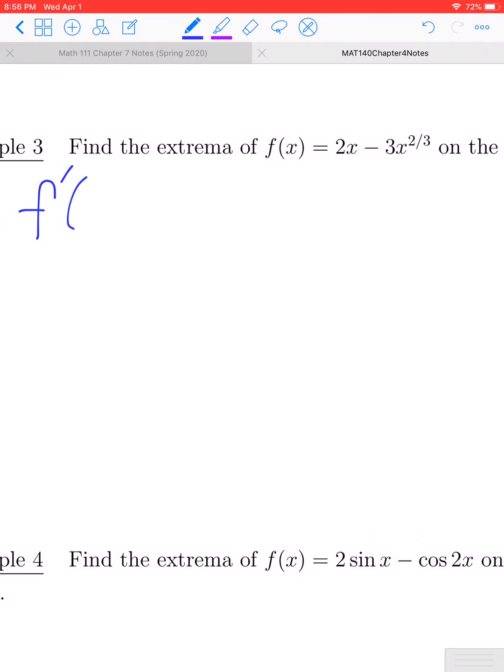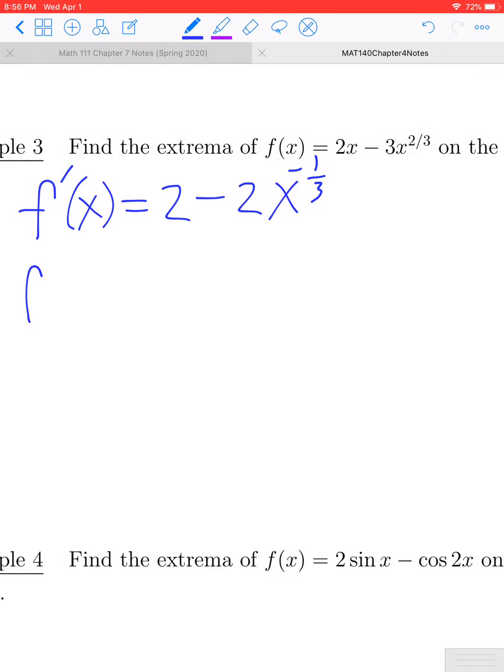For this particular function, f prime of x is going to be a simple power rule. The derivative of 2x is 2, minus the derivative of 3x to the 2/3. We'd use the power rule. You bring the 2/3 down. 2/3 times 3 would be 2. X to the, reduce the power by 1. 2/3 minus 1 will give us -1/3. So this is going to be f prime of x.